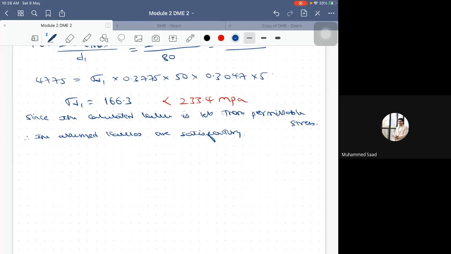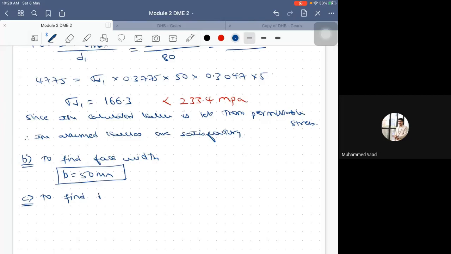the second bit he has asked is to calculate the face width, which you've already done, but just to please your evaluator, write 'to find face width'. You already did it, but put it in a proper format. B is equal to 50 mm. Just show it and put it in a box so that your evaluator comes to know that you have done it. Next is to find the dynamic tooth load.